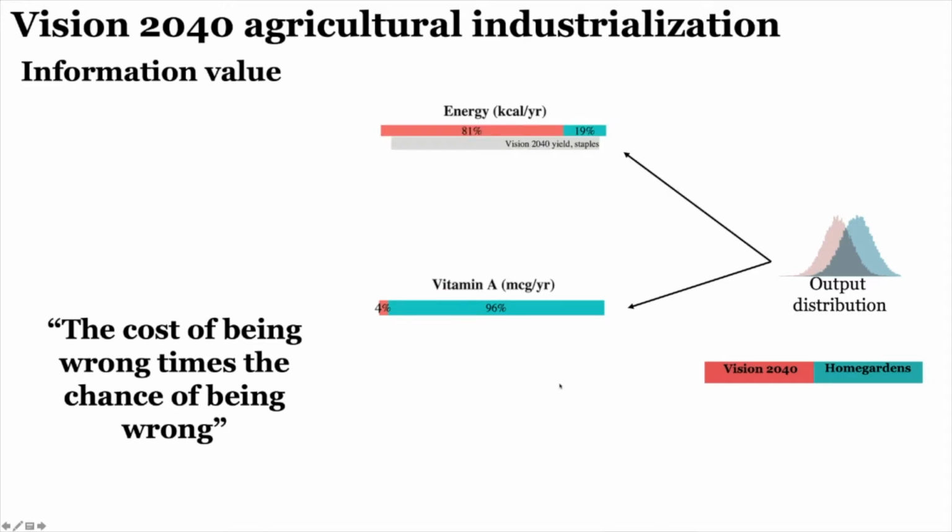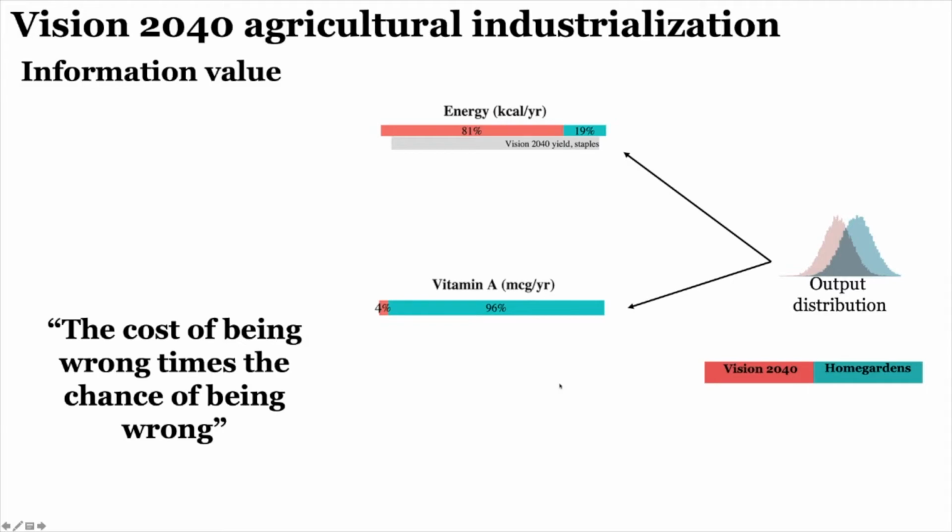And then we do something here, the value of information. Doug Hubbard calls this the cost of being wrong times the chance of being wrong. So here we have the value of information test on the variables within the model. And for energy, the total amount of energy in kilocalories per year, 81% of the time, Vision 2040 outperformed. That is, the industrial scale agricultural system outperformed the home gardens, with an important variable, something that we should measure in order to get more information, because 20% of the time, home gardens are still better.